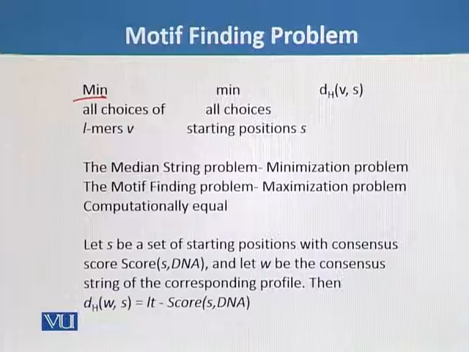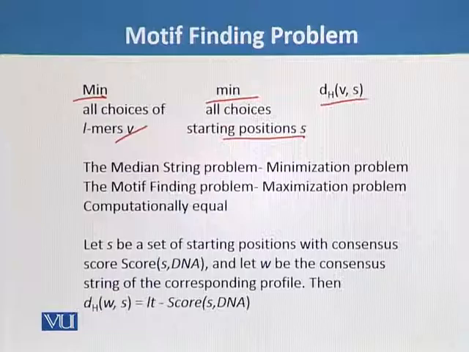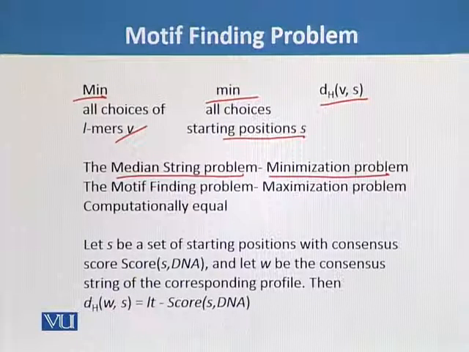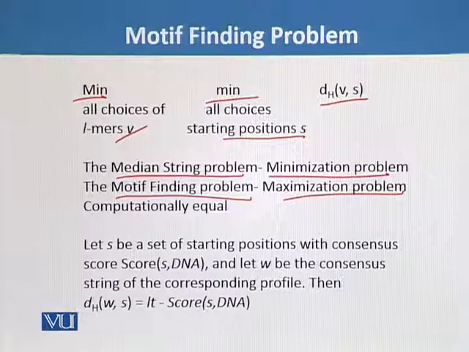One minimization is over all choices of L-mers in the V, and the second minimization is over all choices of starting position S. So after this double minimization we will get the minimum Hamming score. The interesting thing here is that despite the fact that the median string problem is a minimization problem and the motif finding problem is a maximization problem, these two problems are computationally equal. We will see later how they are equal.